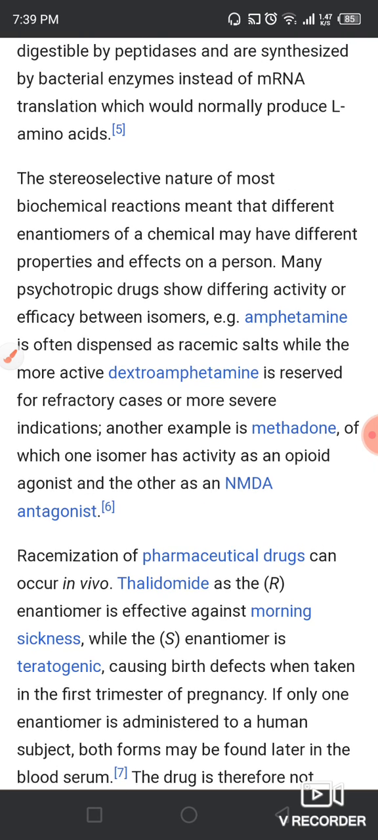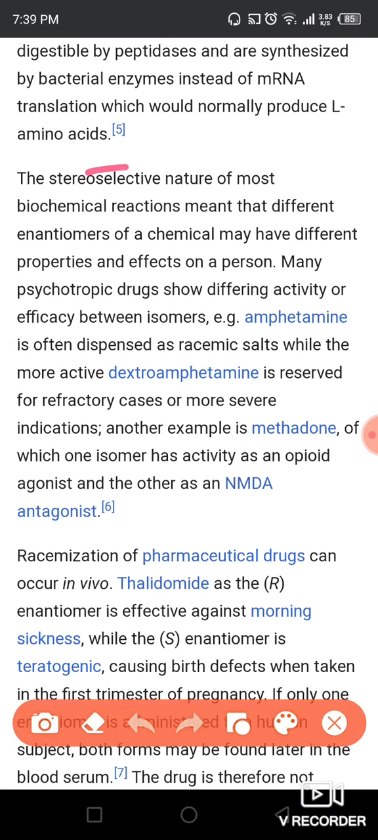Now here it is given that due to the stereoselective nature of most biochemical reactions, different enantiomers may have different properties affecting many drugs. Many जो drugs, psychotropic drugs, show different activities. For example, ये एक drug का नाम इन्होंने दिया हुआ है. Dispense as the racemic salt while the more active one is reserved as a preferred form.